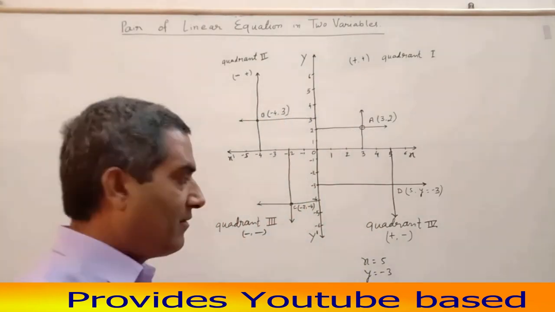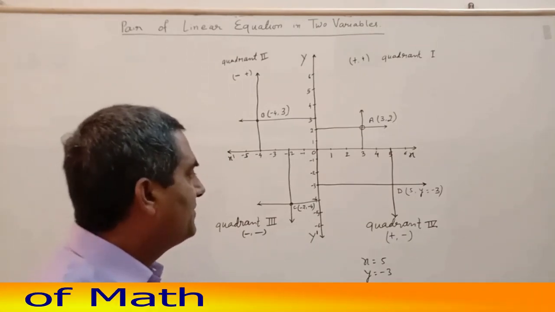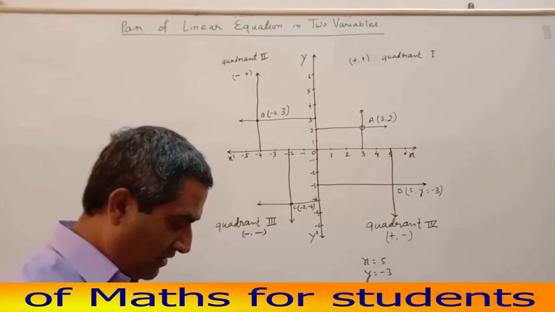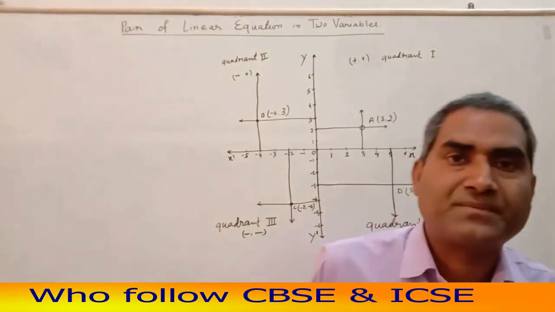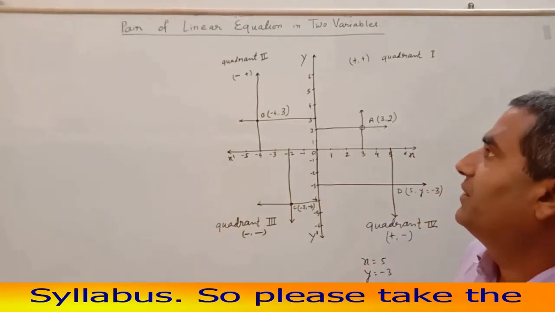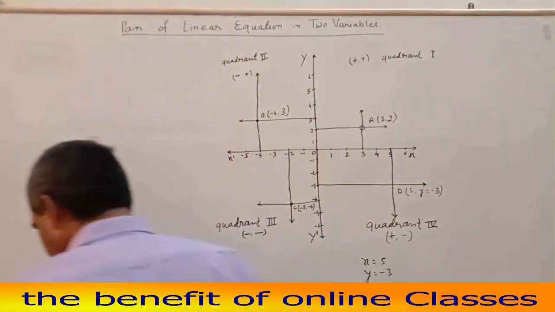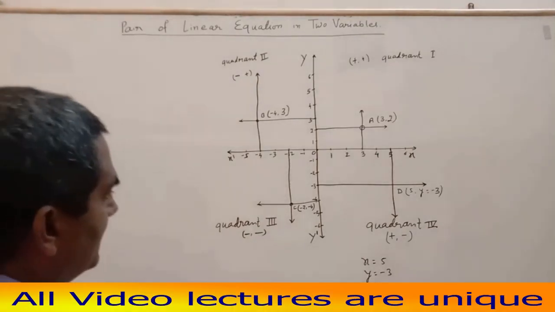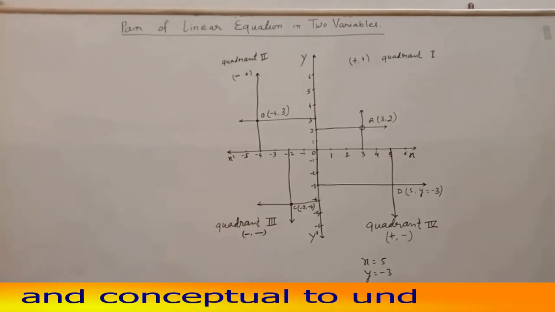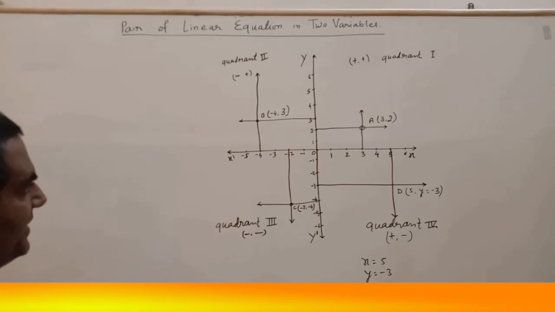So this is the basics of graphs and quadrants. In this section, for class 10, we have pair of linear equations in 2 variables. We will see it in the next section, but these are the basic concepts of the graph, where the values of x and y are presented and we get the coordinates.